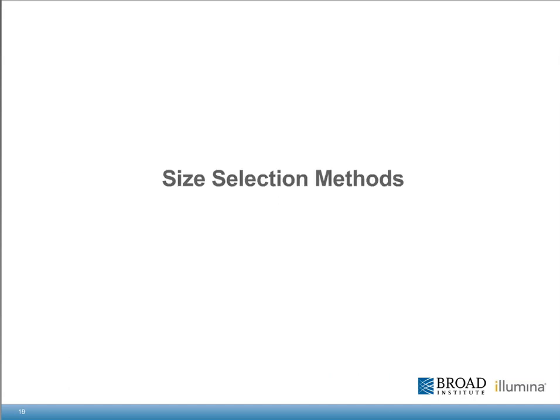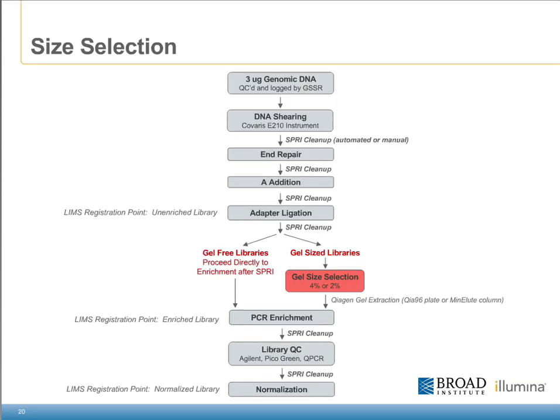So next we're going to talk about size selection methods. So at the Broad, we kind of have 2 different paths that a library can go down. It's either what we call a gel-free library, where it goes directly from the enzymatic steps and adapter ligation through a SPRI cleanup and then into PCR enrichment, or we have gel libraries where they have to go through an Agarose Gel size selection before PCR enrichment.